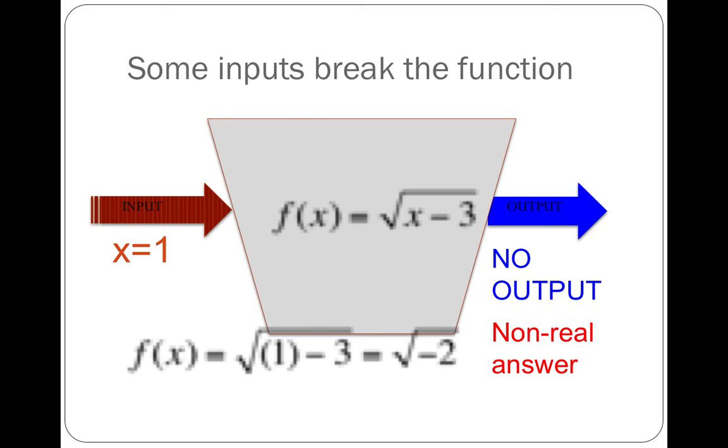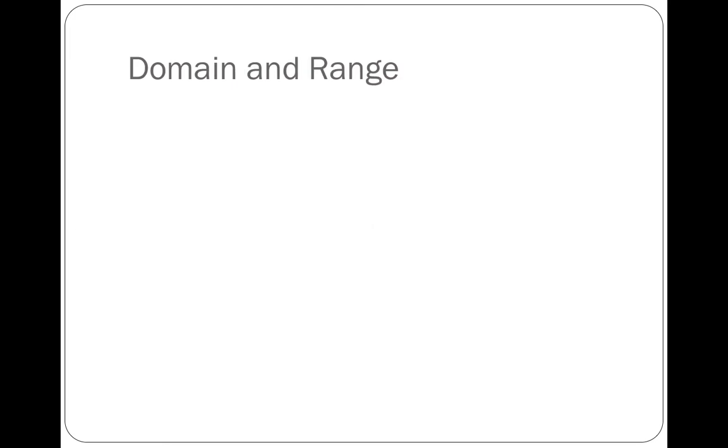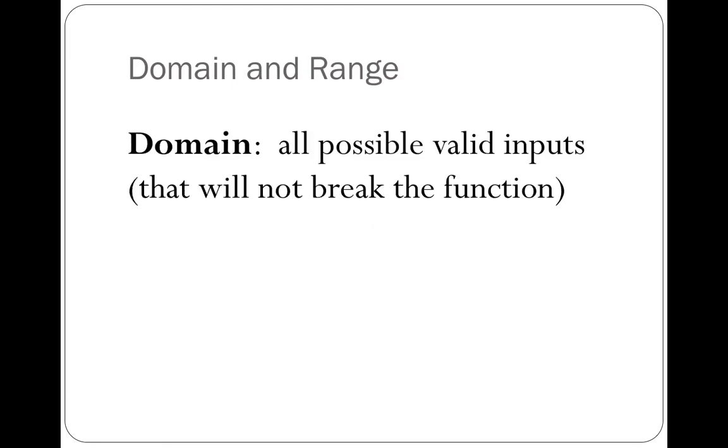So this is important to point out that the output of a function needs to be a real number. You may say that, oh, this is the square root of 2i, but we're not going to deal with imaginary numbers right now as we work with functions. So you can see here that some inputs and outputs are possible in a function, not everything. So all of the possible valid inputs, we call that the domain. So the domain are all possible numbers that will not break the function.